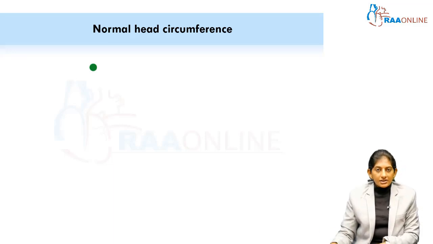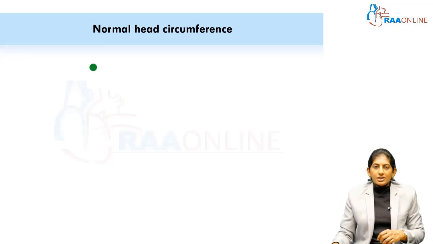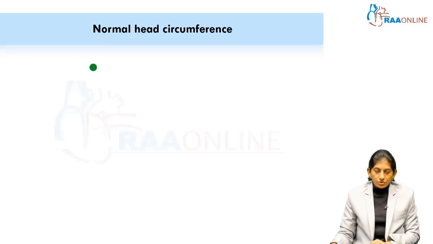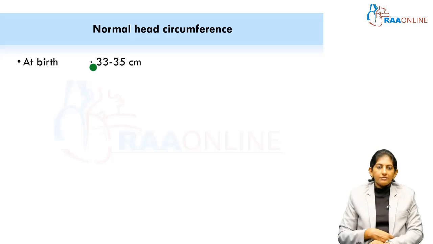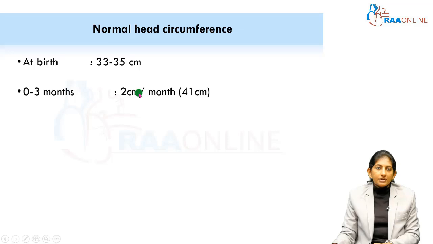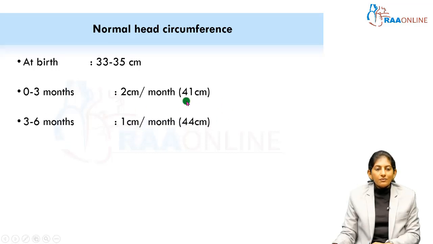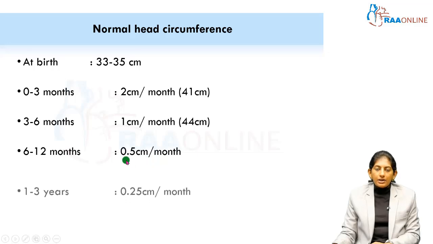So what is a normal head circumference at birth? We're all familiar with this particular slide, I'm sure, so just a quick recap. At birth it is going to be 33 to 35 centimeters, and in the first 3 months it is going to increase 2 centimeters per month. So by the end of 3 months it is around 41 centimeters. Between 4 to 6 months it is going to increase 1 centimeter per month. So at the end of 6 months the circumference will be 44 centimeters. From 6 to 12 months it is going to be 0.5 centimeter per month.